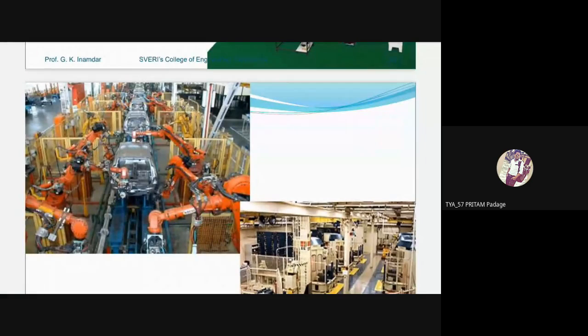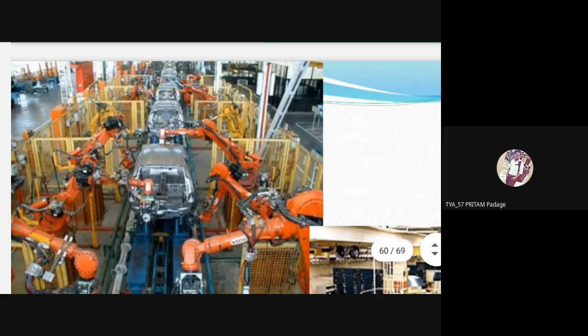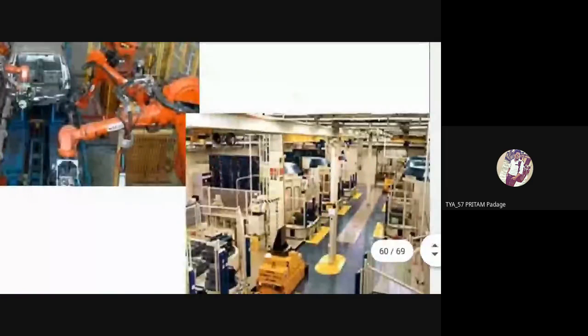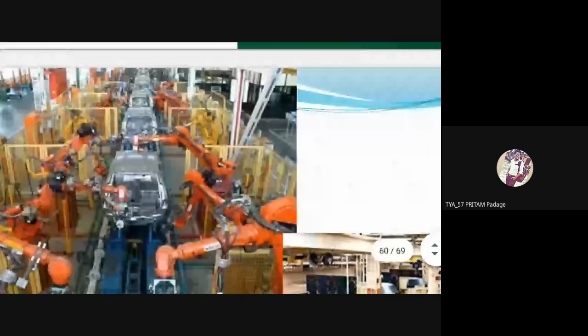This is what the flexible manufacturing system is, only the concept. This is not FMS. FMS is nothing but the CNC machine, but other flexible manufacturing systems are there as well. Suppose like this, these are robotic systems.